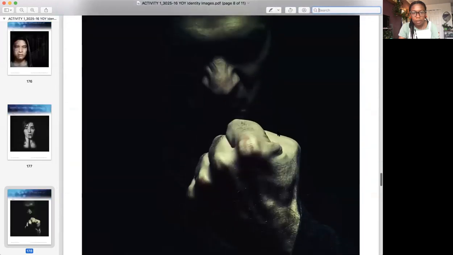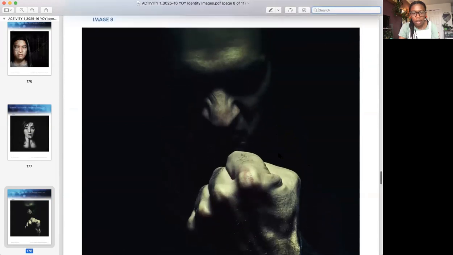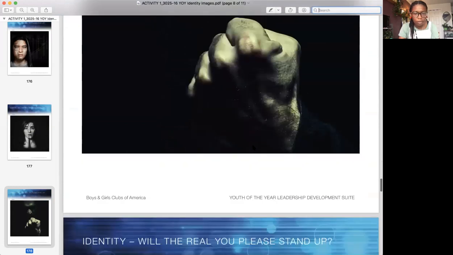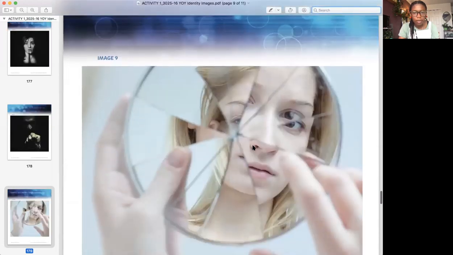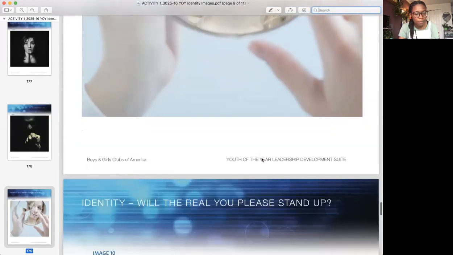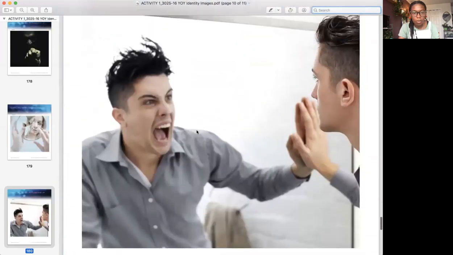And what about this one? This one's a little hard to see, but we see a fist, and then we see a very angry man in the background, right? And how about this one? A girl looking into a broken glass, or a man looking into a mirror.